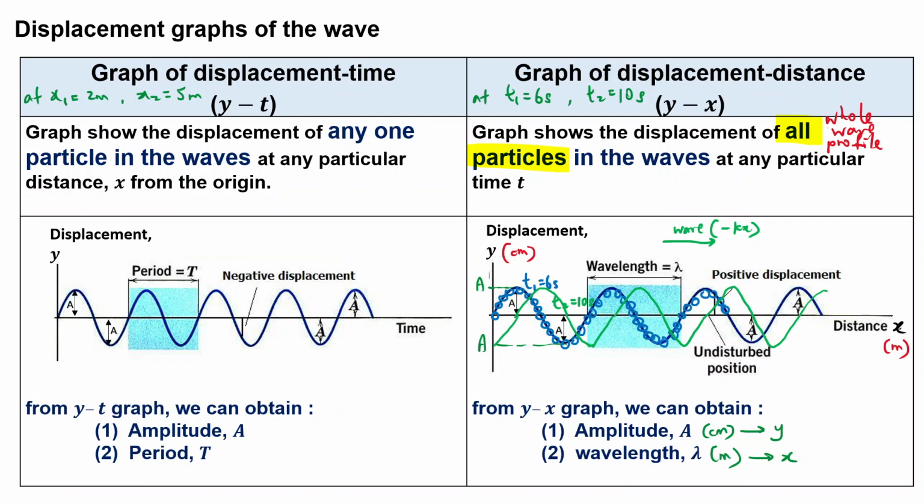So that means this particle, the first particle, has moved down. The second particle has moved to here. Third particle moved to here. Fourth particle moved to here, and so on. So this is the wave at 10 seconds, the green one.